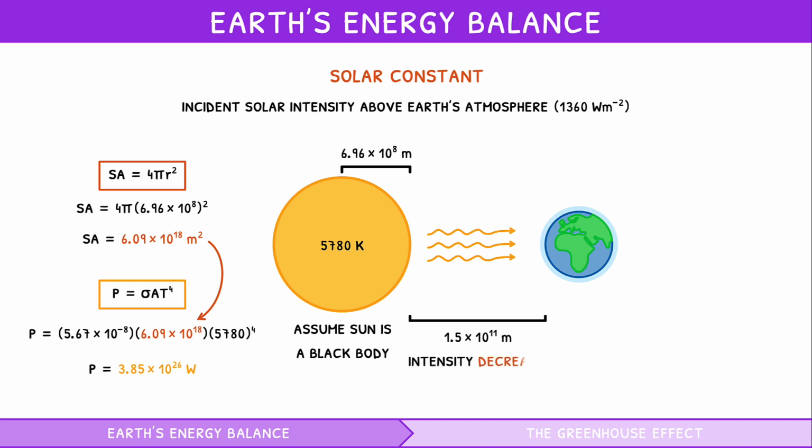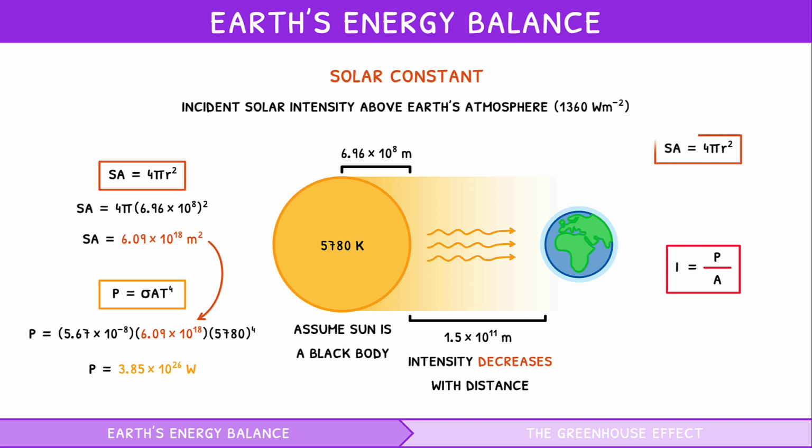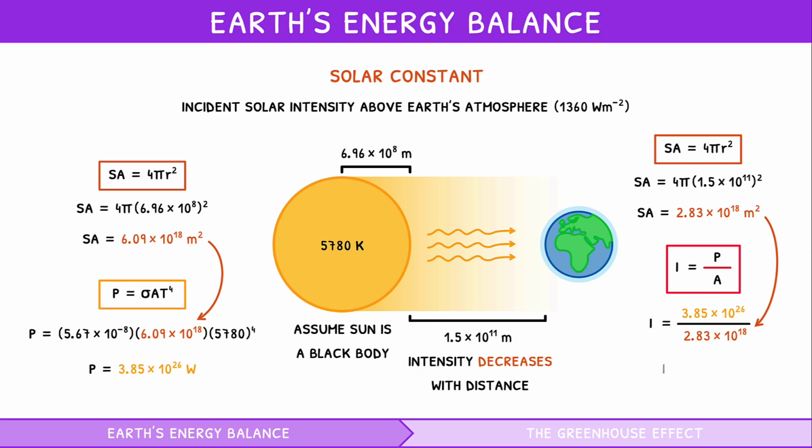Since intensity decreases with increasing distance, i.e. from the Sun to Earth, and radiation spreads as a sphere, by the time this power reaches Earth, it's radiating in a sphere of radius 1.5 times 10 to the 11 meters. Thus, to calculate intensity at Earth, use intensity equals power divided by area. Then, find the surface area of this new sphere by substituting the distance to Earth into the same formula, which gives 2.83 times 10 to the 23 meters squared. Finally, substitute in the values of power and area and divide to get an intensity of 1,360 watts per meter squared. Remember this calculation, as it comes up often.